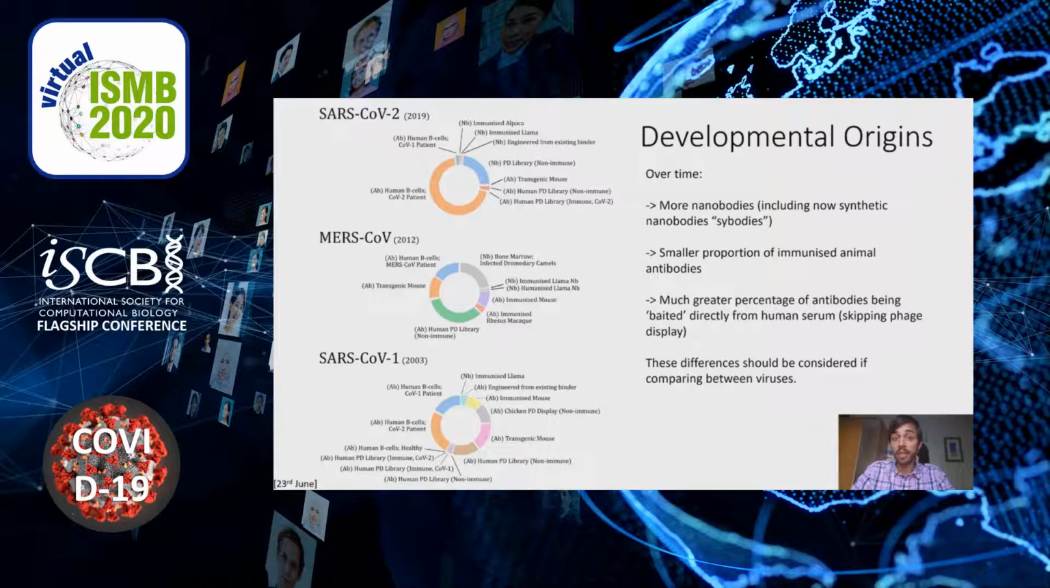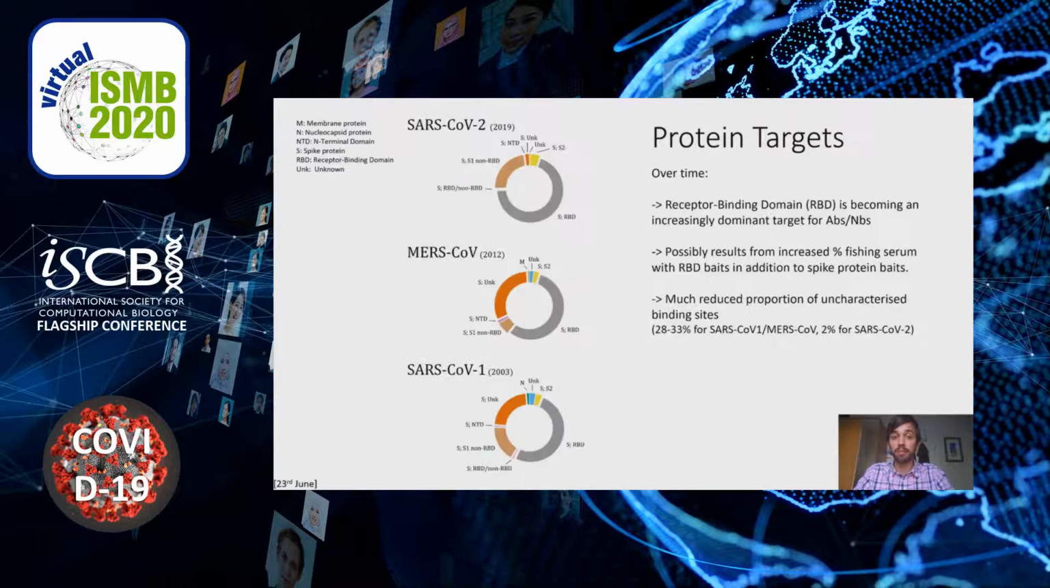Nanobodies are continuing now to play a huge role in our therapeutic arsenal, but also the SciBody technology is allowing us to do nanobody phage display. We have a smaller proportion of immunized animal antibodies, which is a continuing trend that we see throughout drug discovery, and a much greater percentage of antibodies being directly baited from human serum, so skipping the phage display process. I should mention it's important that these differences are considered if we're comparing binders to the different viruses.